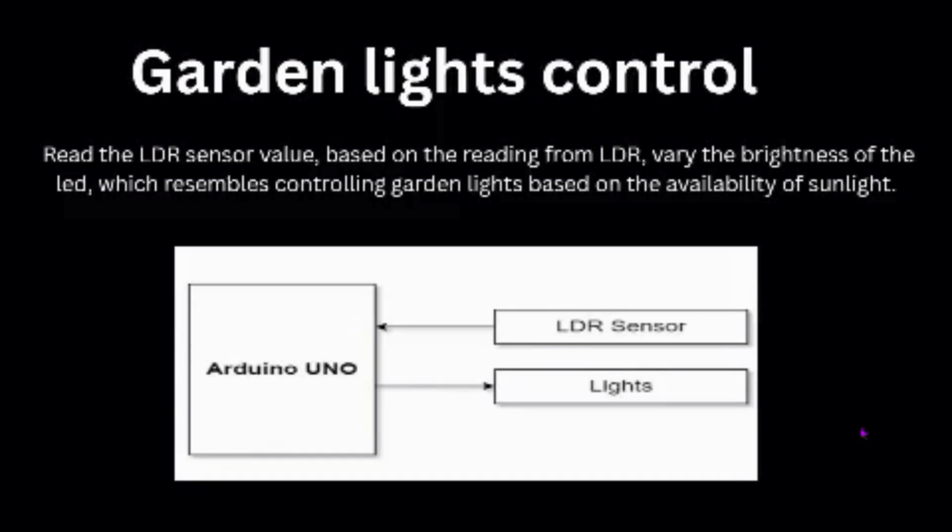When there is bright sunlight, the sensor value is high and the LED, which represents the garden light, dims or turns off. As the environment becomes darker, the LED brightness increases automatically using PWM control. This mechanism helps in energy conservation and resembles the automatic street light systems used in modern cities.